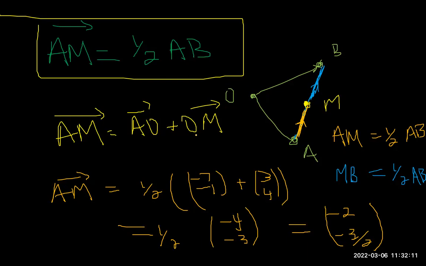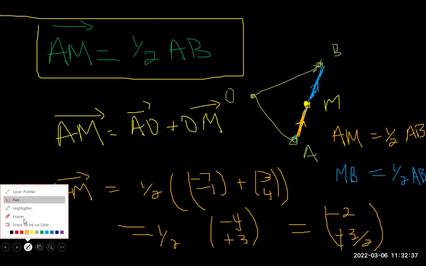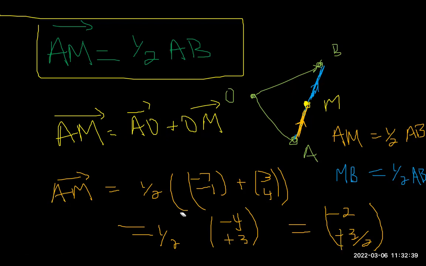This could get a little confusing sometimes. So please let me know if you don't understand. Miss, the orange part at the bottom, when you're solving for AM, like that first line right there, half, and then you open up the brackets. You said minus 7 plus 3, that's minus 4, and minus 1 plus 4, isn't that supposed to be positive 3? Yeah. Yeah.